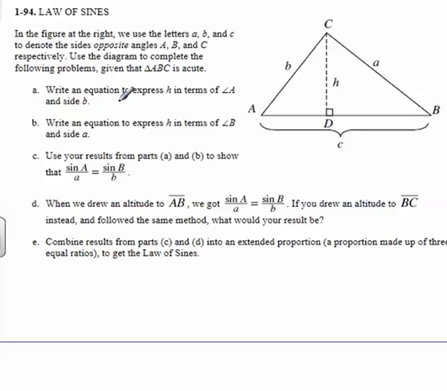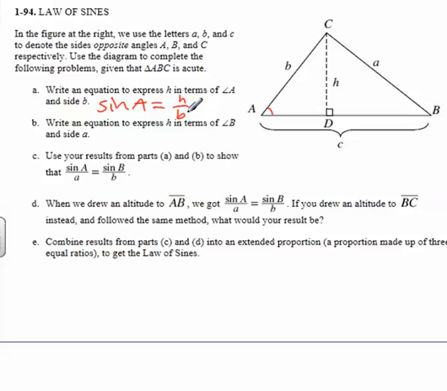So A, write an equation to express H in terms of angle A and side B. So kind of like what we did before. So here's angle A, and we want H and B. Well, it's the same thing we had on the previous problem. It's opposite over hypotenuse. So we have sine of angle A is equal to the opposite H over hypotenuse, which is labeled B.